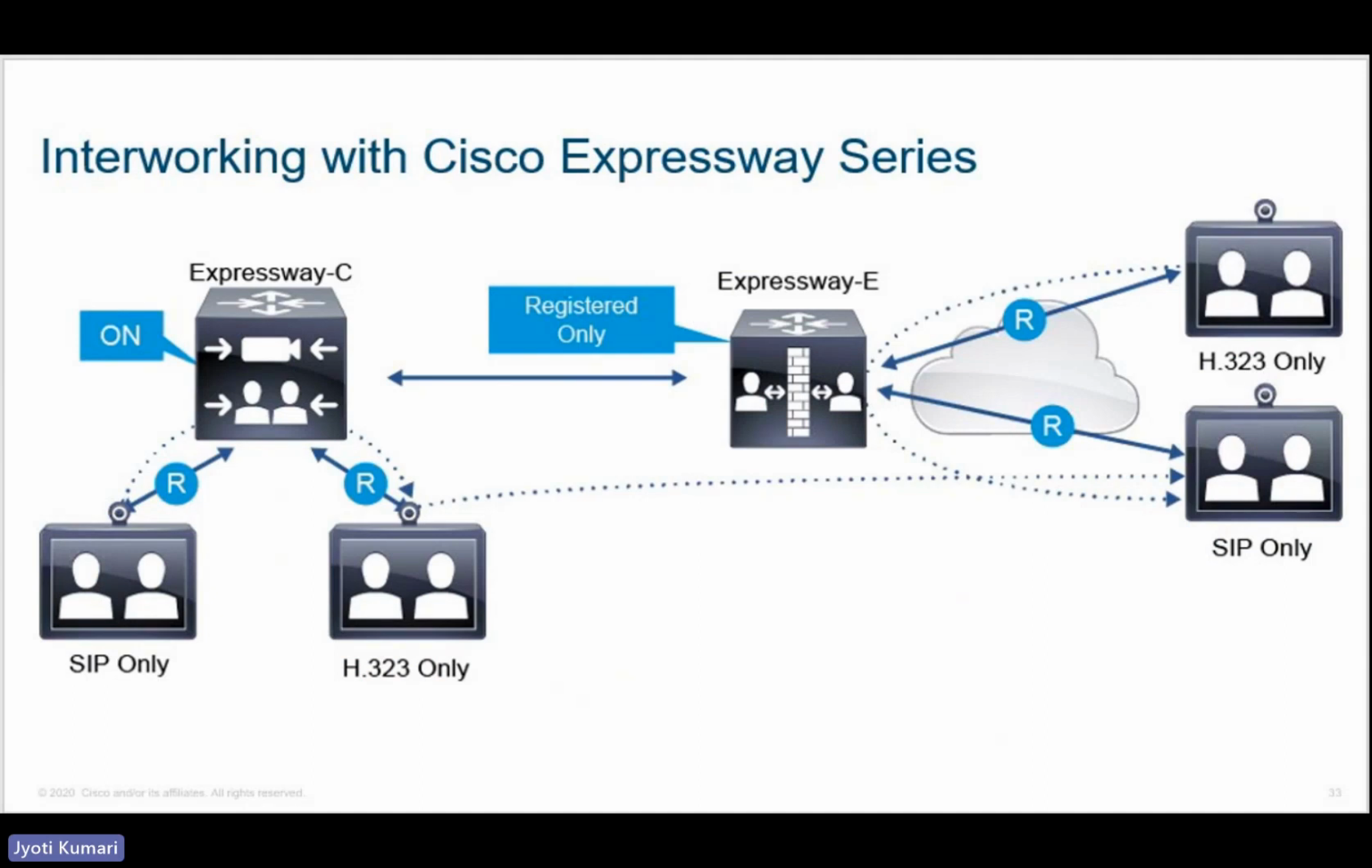Let's suppose that interworking is on on the Expressway C, so we can make communication between the SIP and H.323 devices. It can send a registered only request to Expressway E, and then the other devices registered on Expressway E with SIP and H.323 will also be able to communicate with one another and with the other devices on the other product of Expressway. So this is all about the interworking that is required.